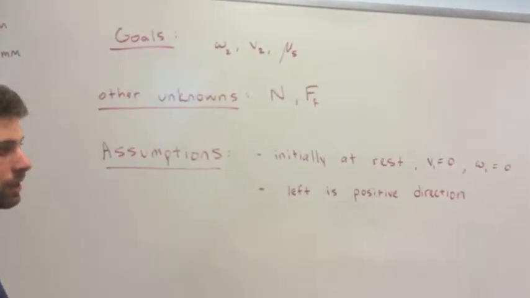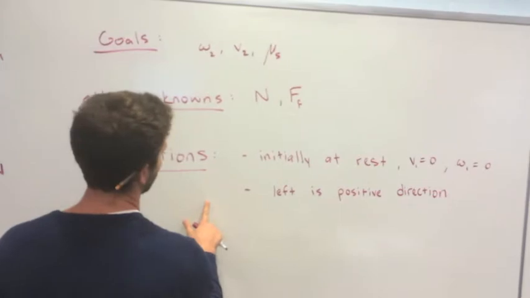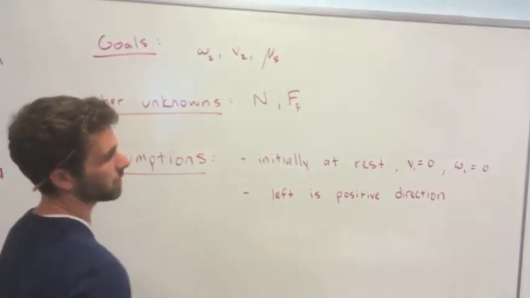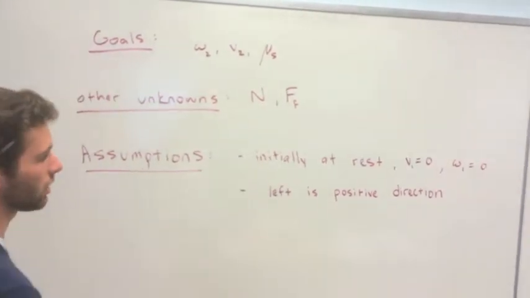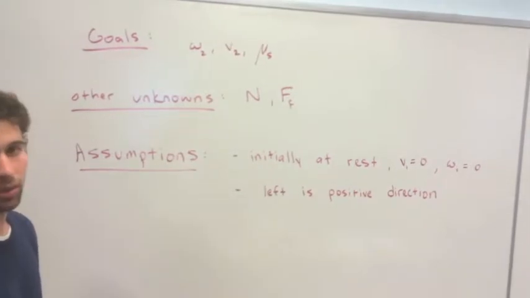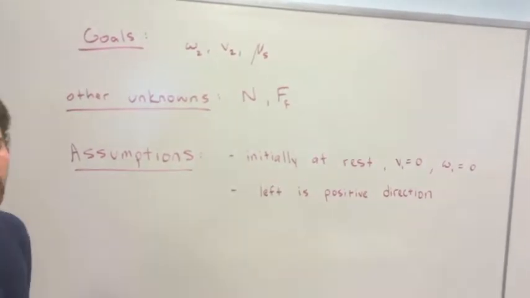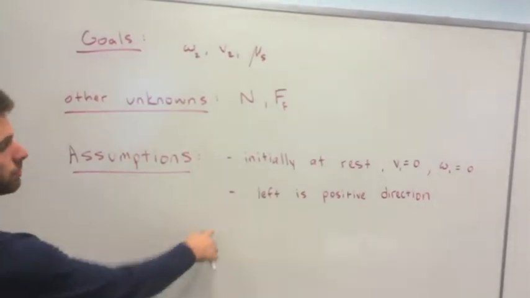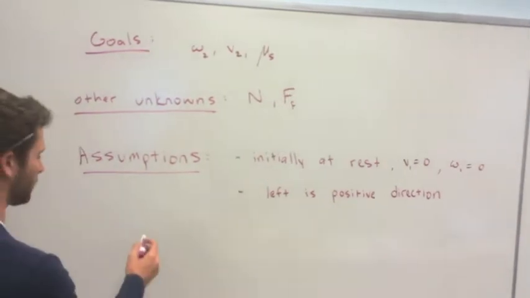The assumptions that we make at the beginning are that the system is initially at rest. That means the leftward motion is going to be 0, so no velocity and no angular velocity. Also, we assume that left is the positive direction.